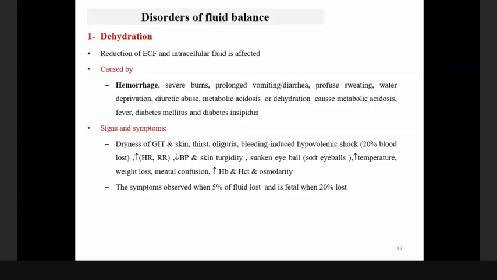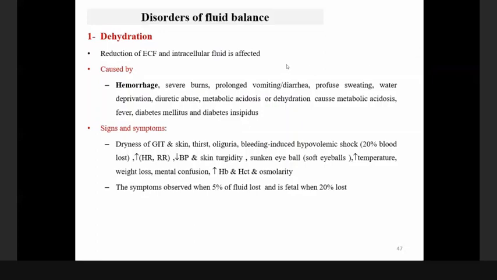And your eyeball gets pulled back into the orbit, and that's called sunken eyeball. Okay, and increased body temperature, weight loss, mental confusion, and your ability to focus attention on a selected stimulus is going to be reduced, and increased concentration of hemoglobin, increased hematocrit, increased osmolarity. So these are some of the symptoms you will see in a subject with dehydration.